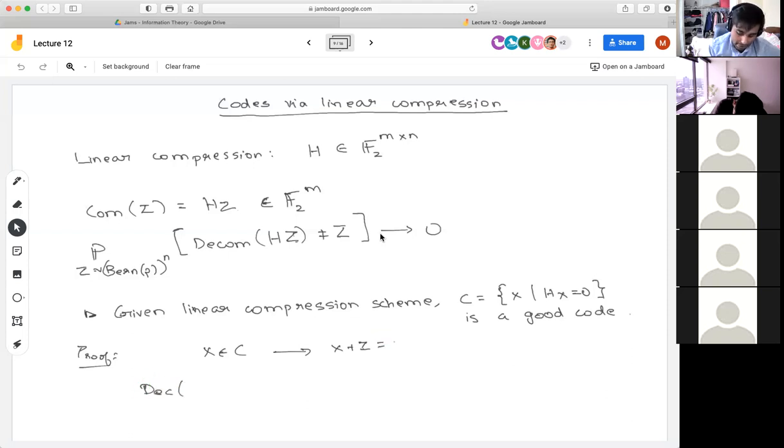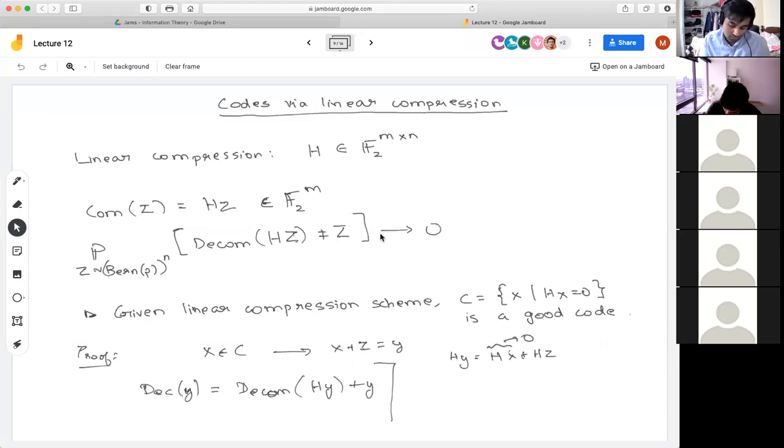Let's call the received word Y. The decoding of Y is nothing but the decompression algorithm applied to H of Y. Why is this? Because H times Y is equal to H times X plus H times Z. H times X is 0 by definition, because X is a code word. H times Z is a compression. So with high probability over the choice of Z, the decompression of H times Z is equal to Z.